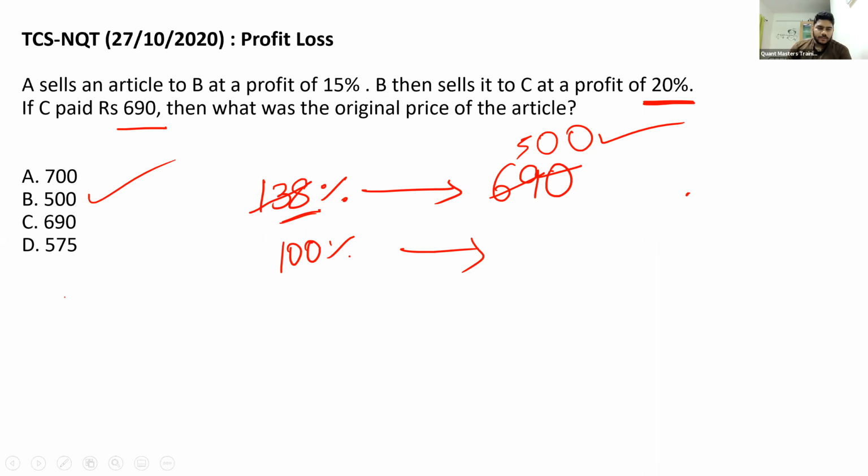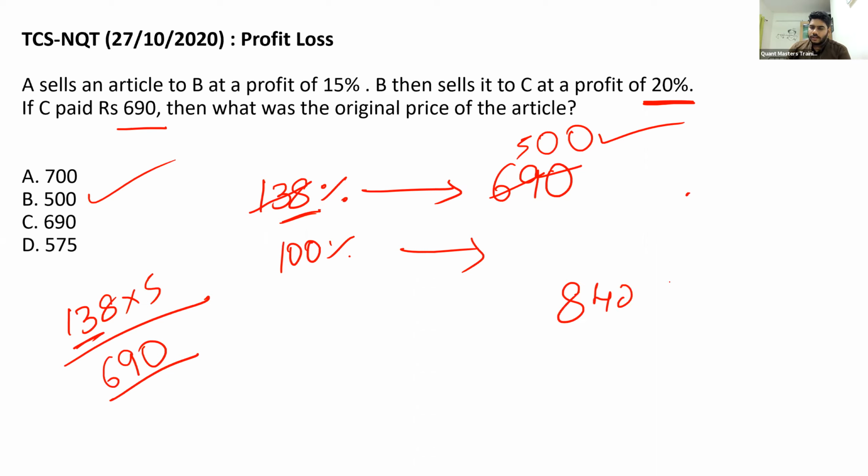Sir, how are you doing this? Very simple. 138 into 5, just take half of 138. What is half of 138? Half of 138 is 69. Attach a 0. 690. If I ask you, what is 842 into 5?